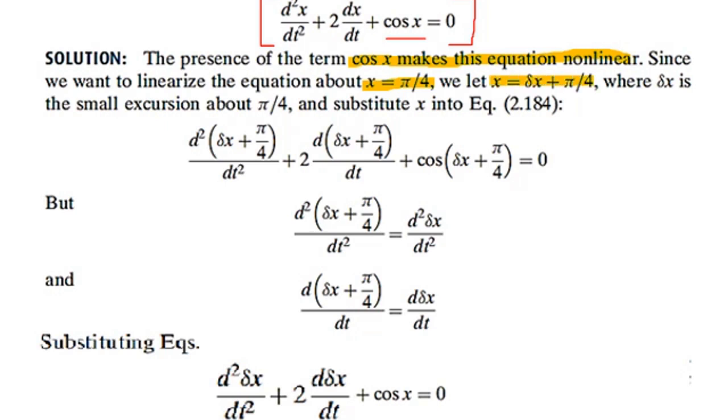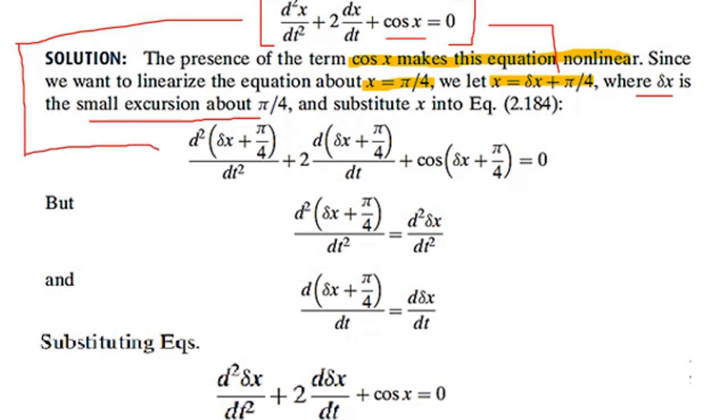As the process begins by introducing a small change in input, here we suppose x equals del x plus pi by 4, where del x is a small change about pi by 4. Now substituting the value of x in the ordinary differential equation, we get the second equation of the slide.